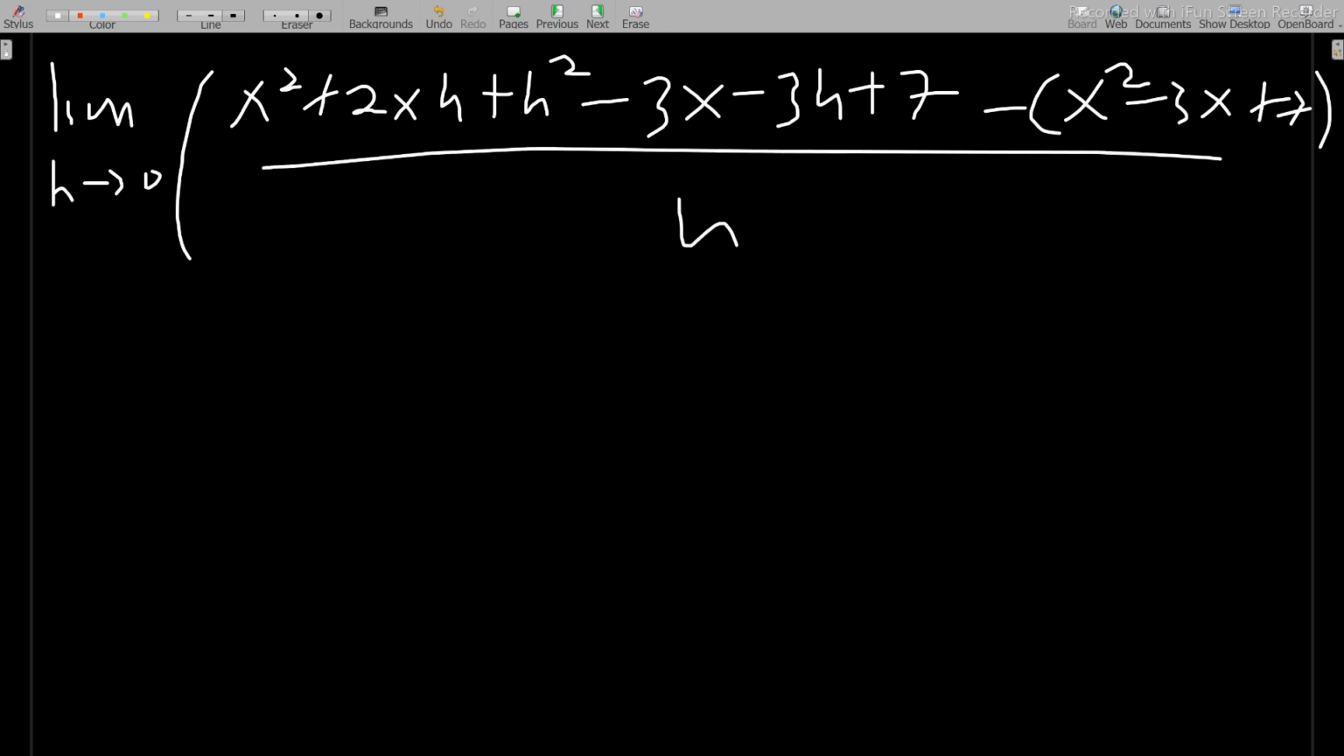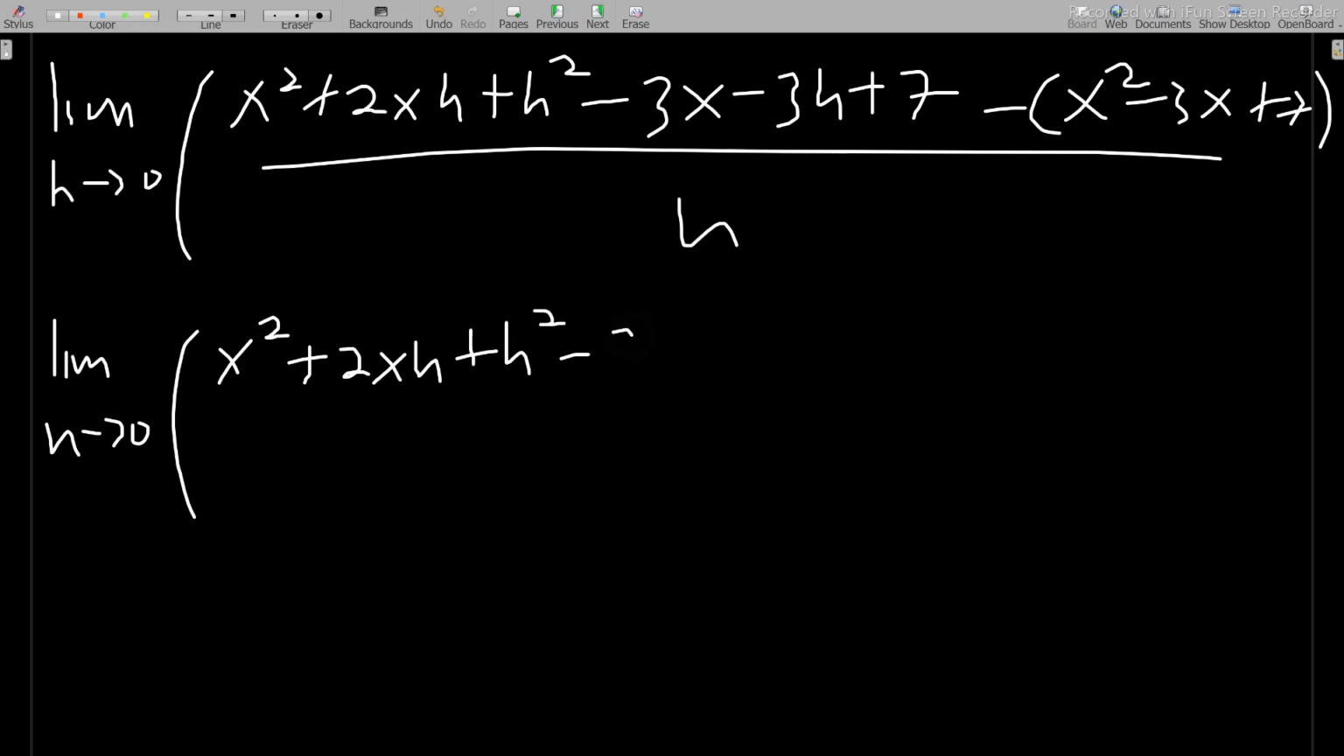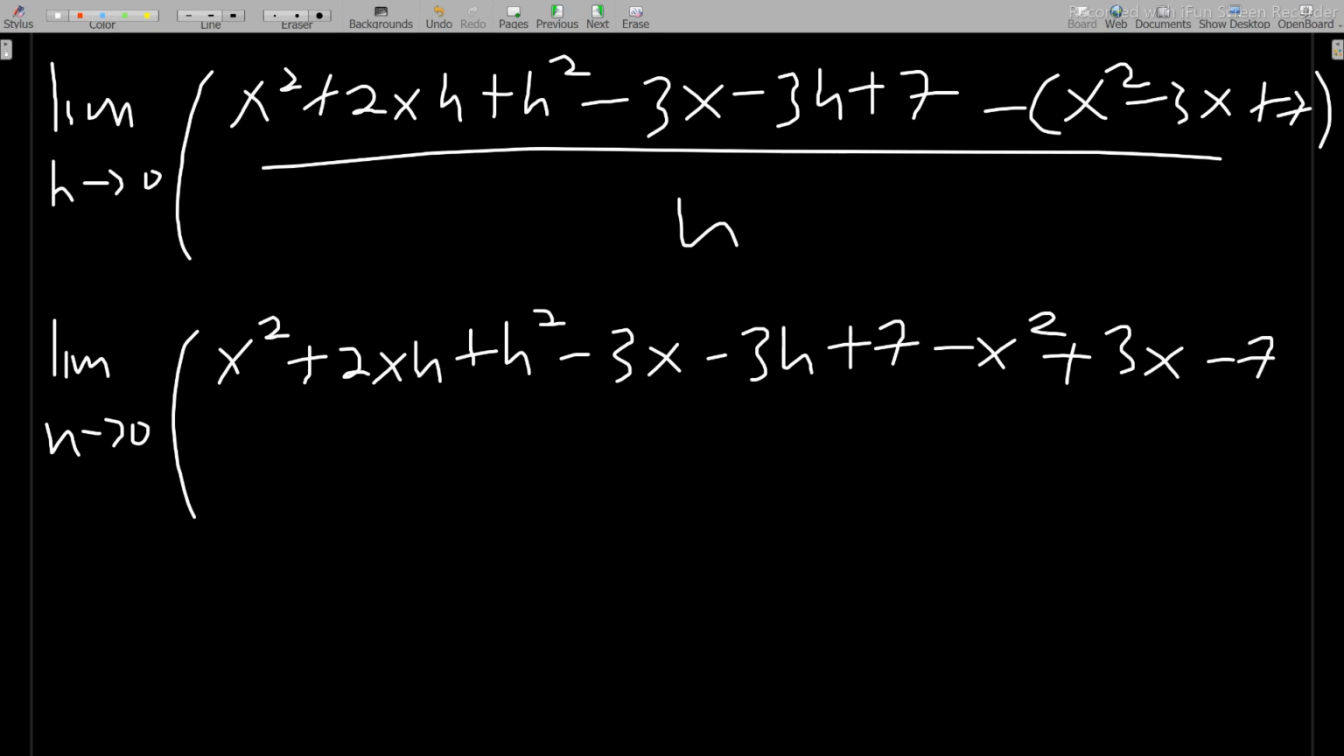All over h. I hope you can see, because it's very, very long, okay? So I'll have the limit as h approaches 0 of s squared plus 2xh plus h squared minus 3x minus 3h plus 7 minus s squared plus 3x minus 7, okay? All of this over h.